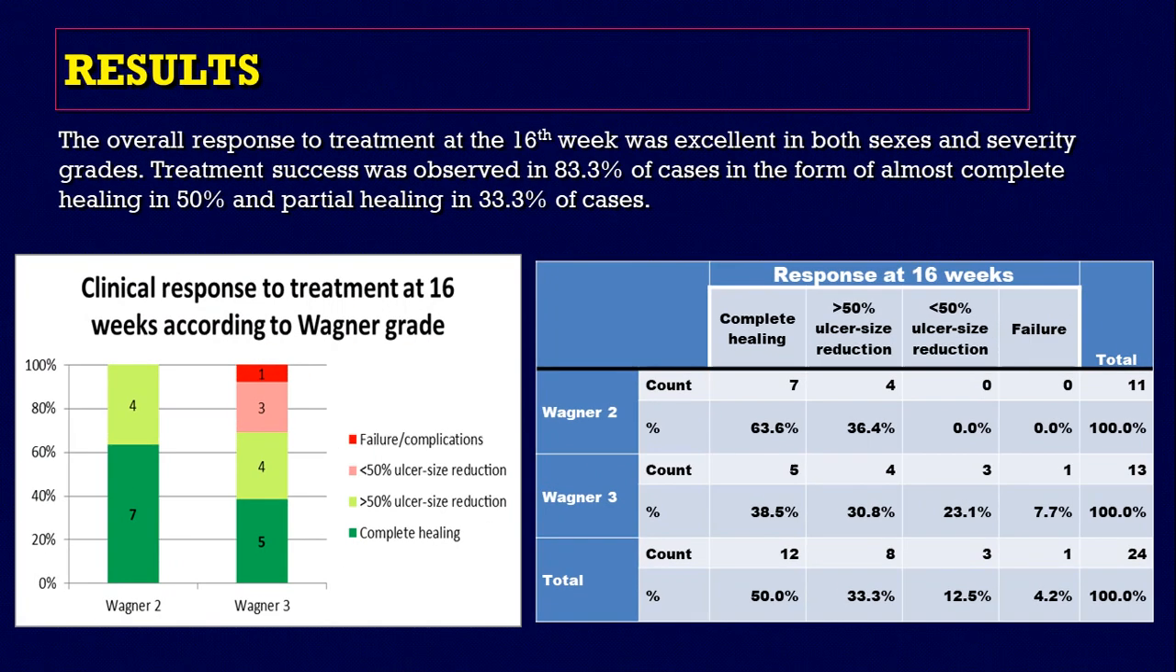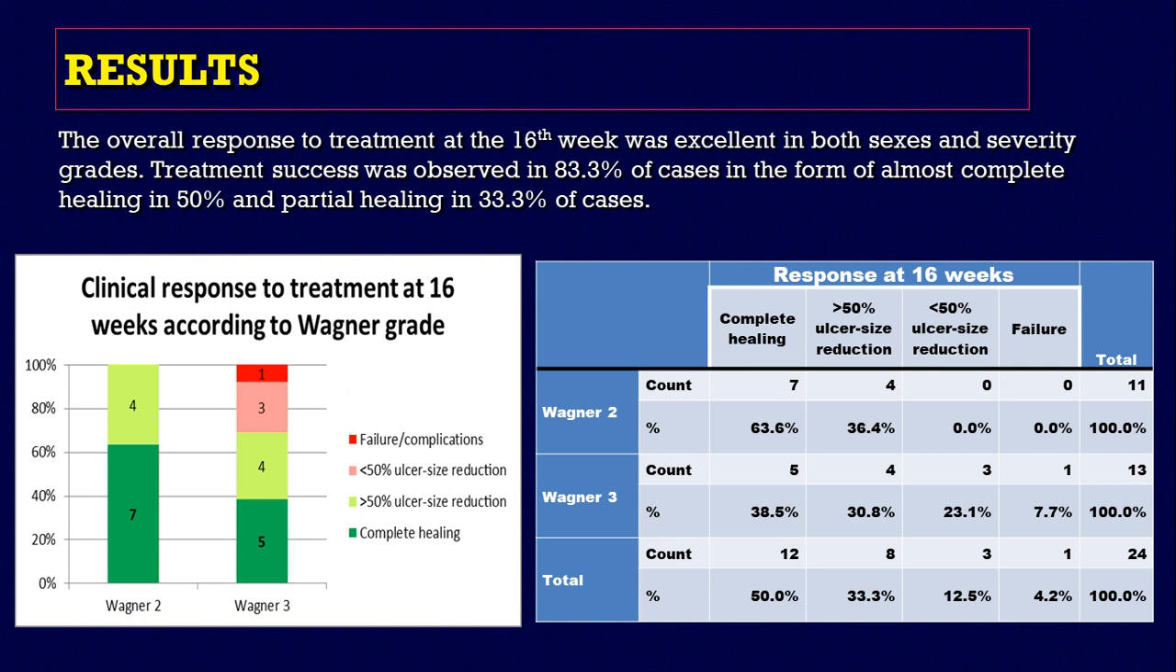The overall response to treatment at the 16th week was excellent in both sexes and the severity grades. Treatment success was observed in 83.3% of cases in the form of almost complete healing in 50% of cases and partial healing in 33.3% of cases, where partial healing was defined as more than 50% reduction in the ulcer size, and complete healing is complete or more than 95% closure of the ulcer area.